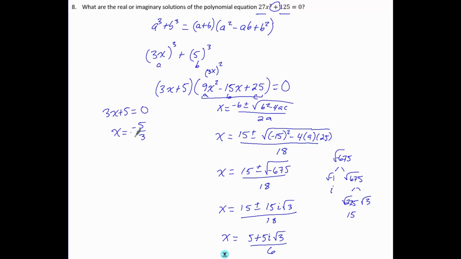Don't forget, we had this zero over here, negative 5/3. And then these two imaginary, two complex zeros: 5 plus 5i square root of 3 over 6, and 5 minus 5i square root of 3 over 6. So 1, 2, 3 answers, which is how many we need to have because it's a cubic function.